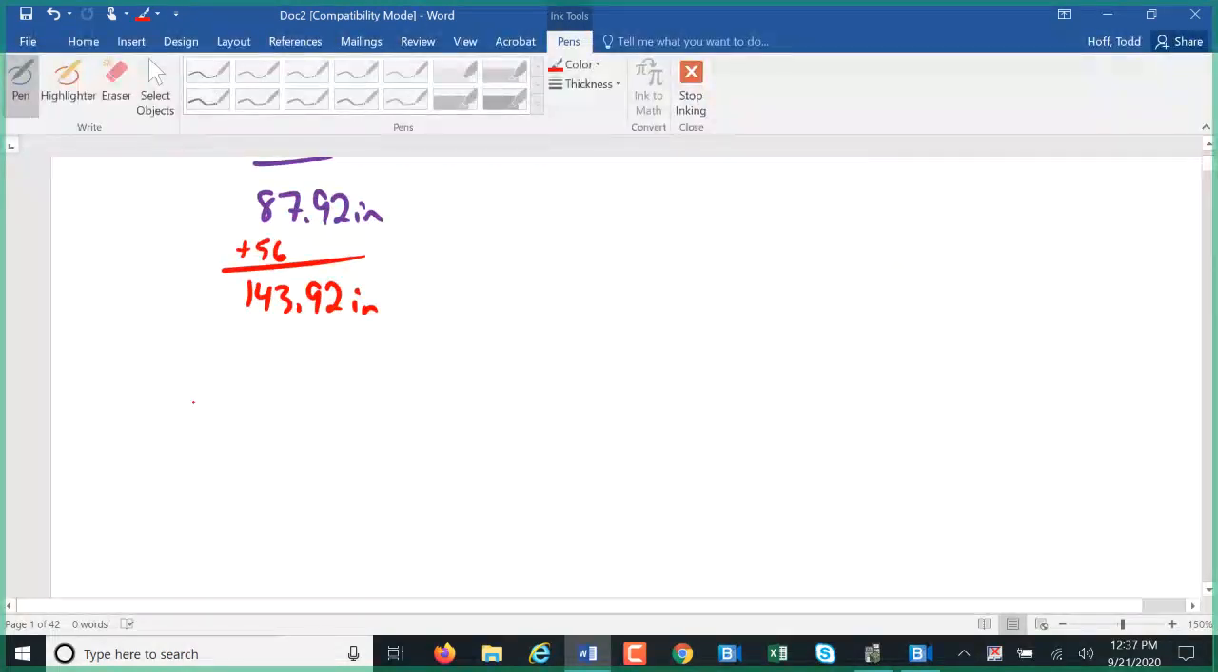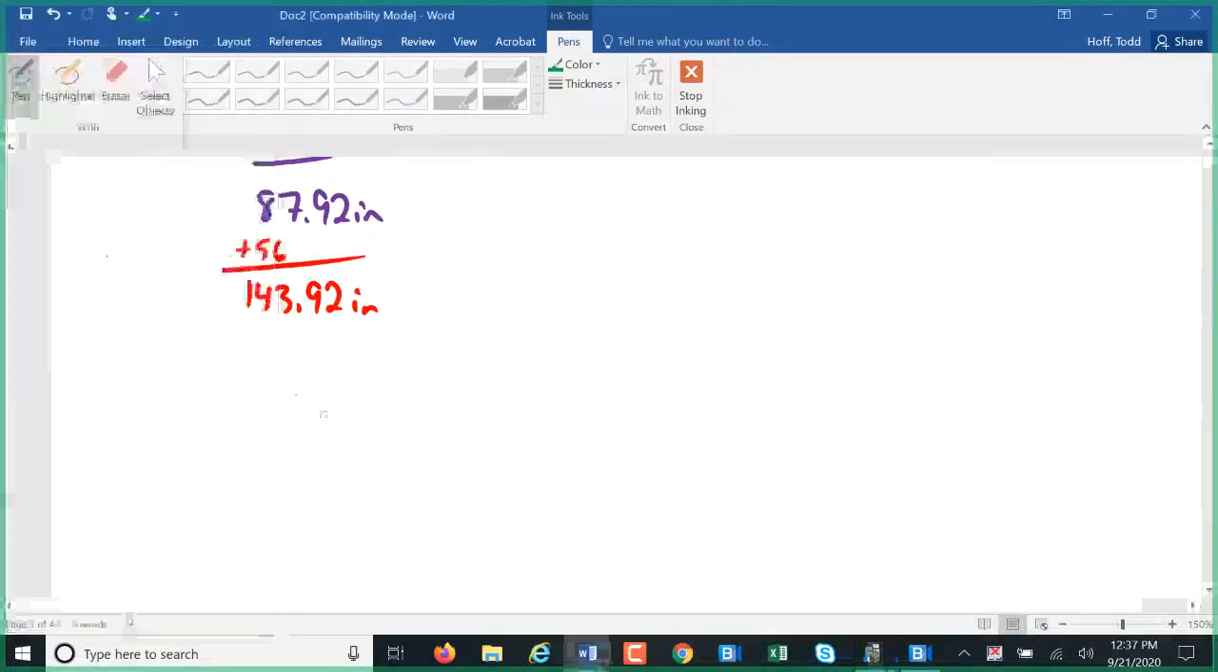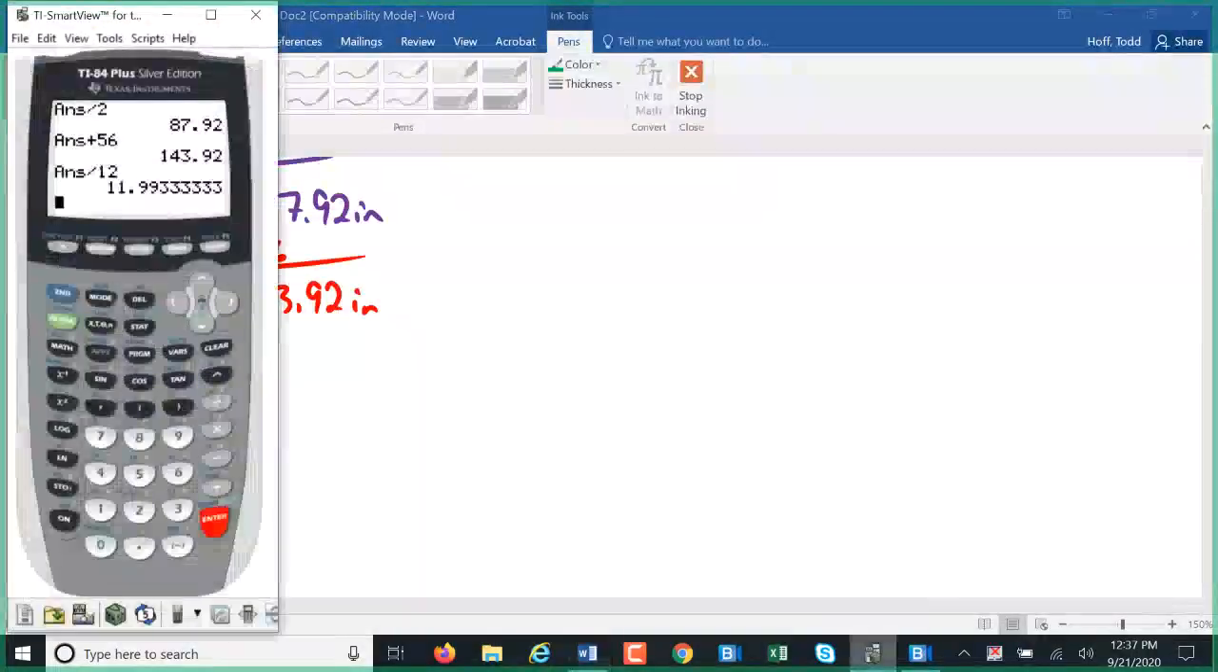So I'm going to show you how to do this in the calculator. In the calculator, this is in inches. So I'm going to start out by dividing by 12 to make it feet. So I get 11.9933333 feet. That's 11 feet. So I just took out my 11 feet, so I'm going to subtract the 11 off of the calculator, and I'm left with the 0.993333333. I'm going to multiply by 12 again to turn that back into inches.